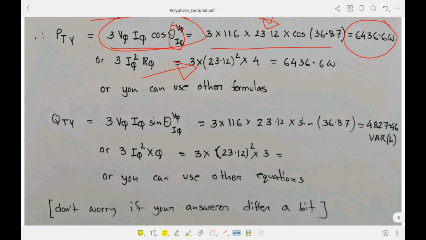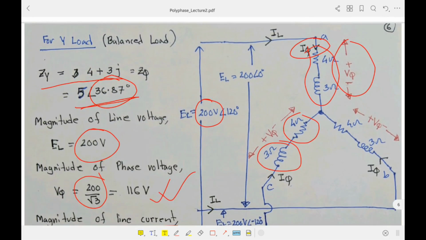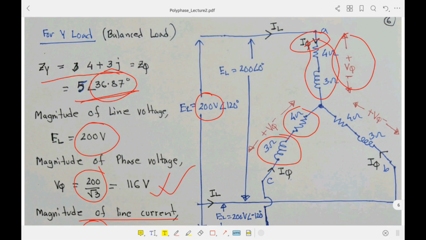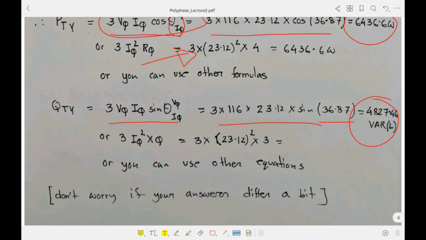And also you can calculate the reactive power in our previous formula, which was 3 Vφ Iφ sin θ, and the θ is the impedance angle that we have shown to be 36.87 degrees. So if you put these values in, the volt-ampere reactive will appear. And remember, for this Y connection we have inductance rather than capacitance. So since it has inductance, it is inductive reactive power.